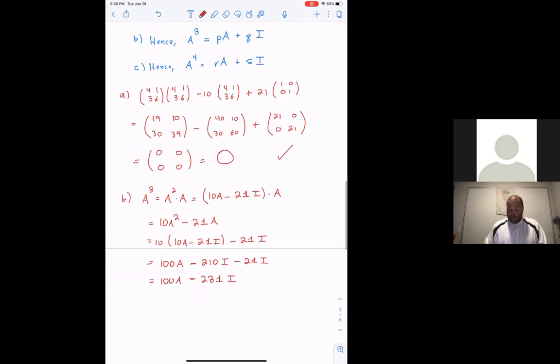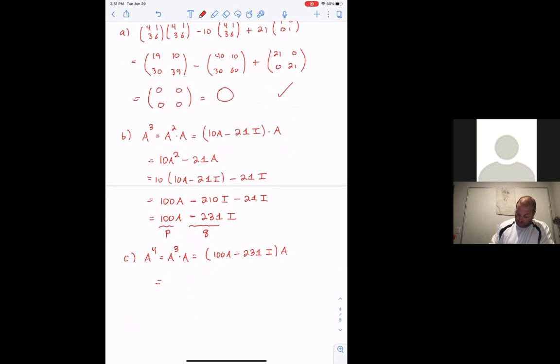So we have now written A cubed in the form of P times A plus Q times I. Hence, do the same thing with A to the 4th. Well, A to the 4th is A cubed times A, and we just established that A cubed is 100A minus 231I, which when I distribute gives me 100A squared minus 231A. What is A squared? Well, it's still 10A minus 21I, and this is minus 231A.